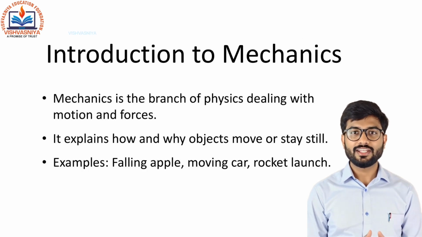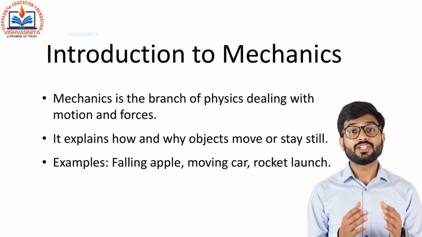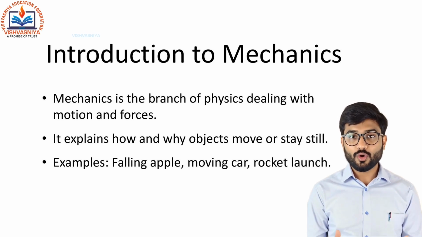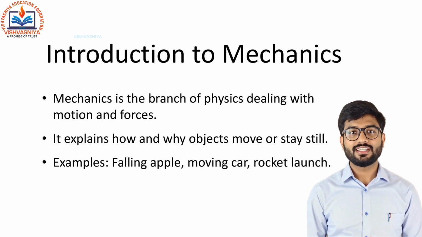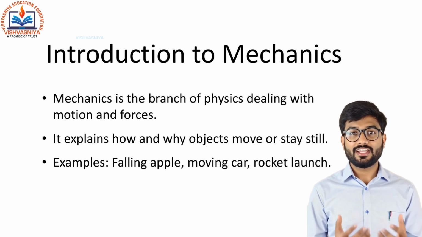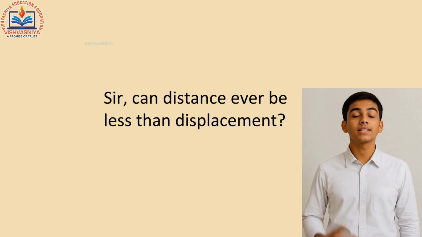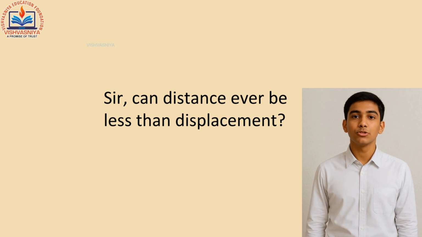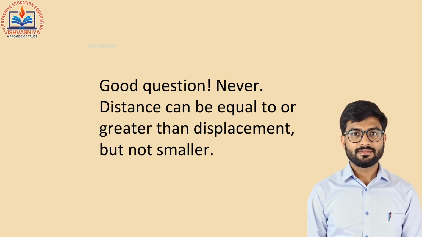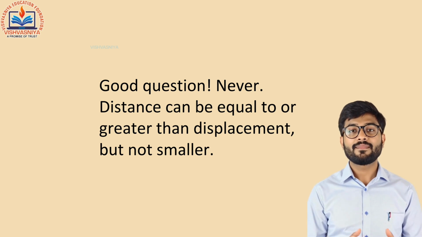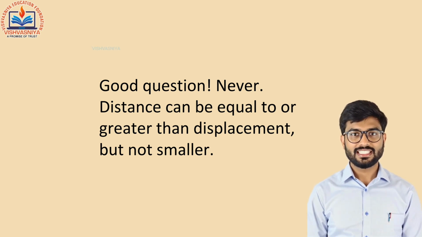An object is said to be in motion when its position changes with time compared to a reference point. If its position does not change, the object is said to be at rest. Example, when you sit inside a moving train, you are at rest relative to your seat but in motion relative to the trees outside. Sir, can distance ever be less than displacement? Good question. Never. Distance can be equal to or greater than displacement, but not smaller.